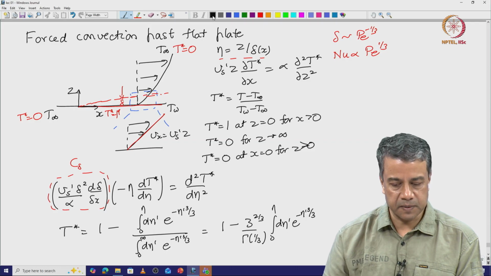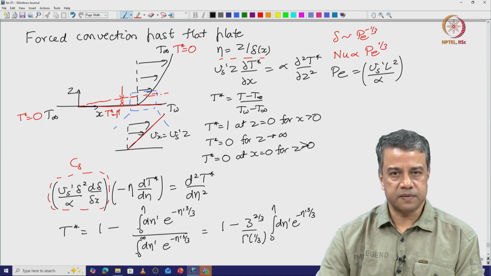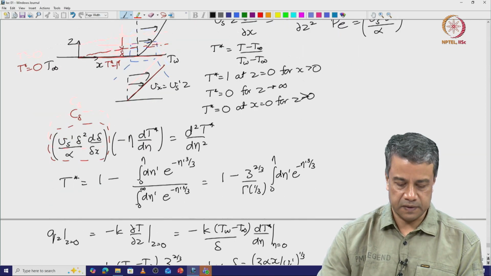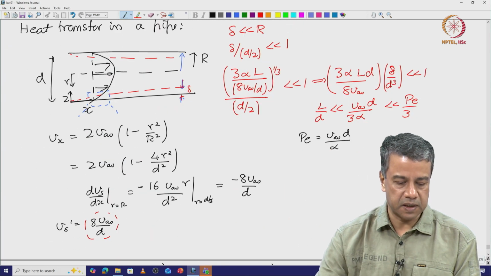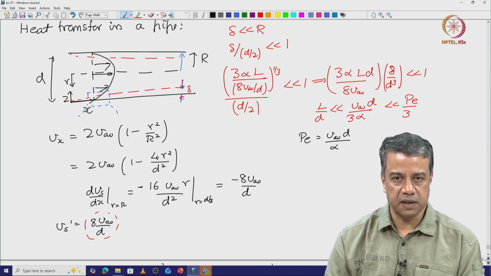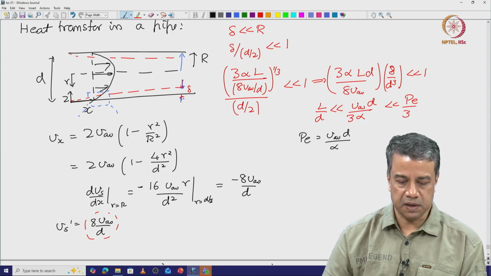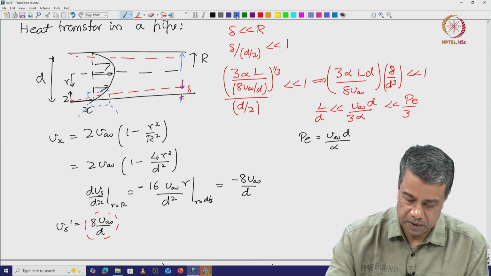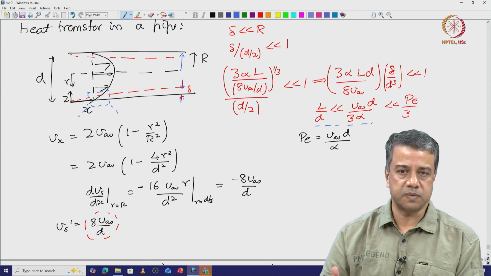So it is this parameter Vs prime. The Peclet number is defined as Vs prime times L square by alpha, that is, Vs prime times the length square or diameter square by alpha. And we saw how this analysis can be extended in a straightforward manner to the heat transfer in a pipe, provided the boundary layer thickness is much smaller than the radius of the pipe. The condition for the boundary layer thickness to be much smaller than the radius of the pipe that we had derived is that the length by diameter ratio has to be much smaller than the Peclet number.